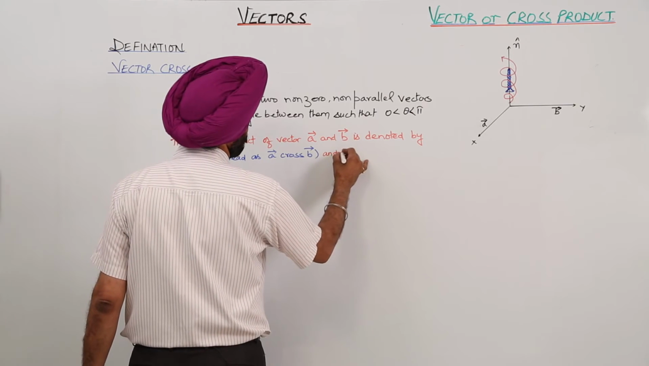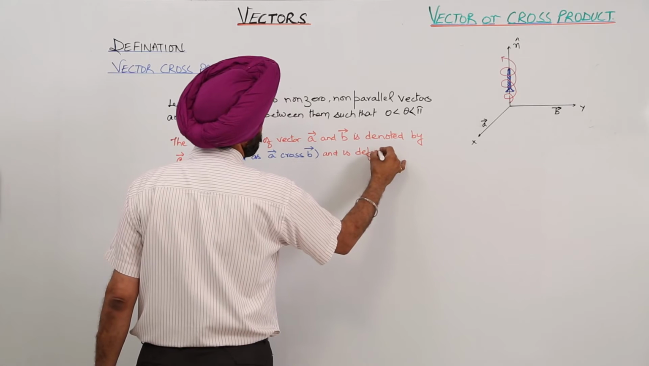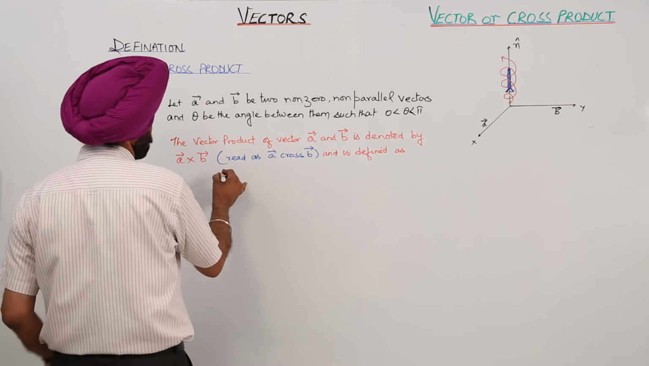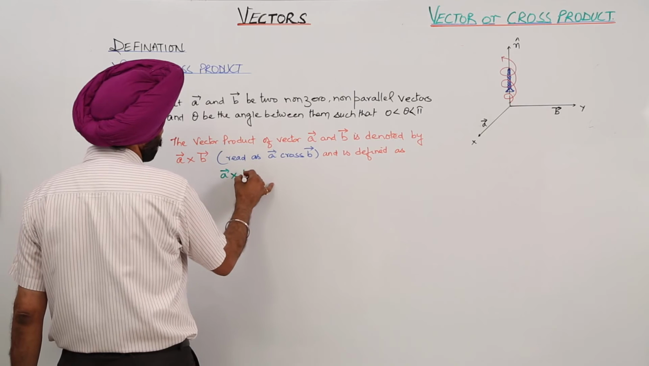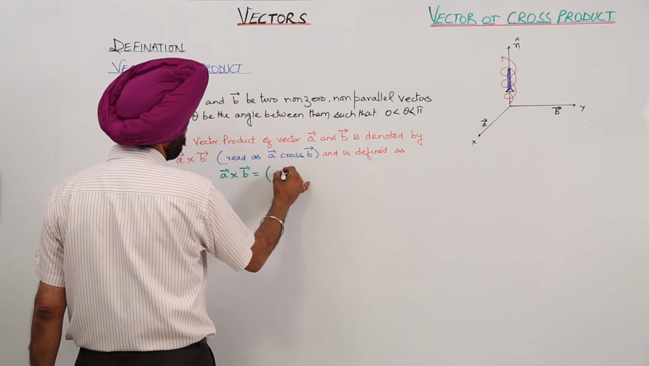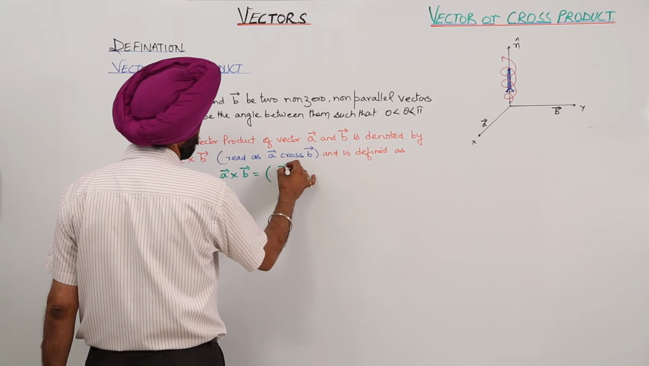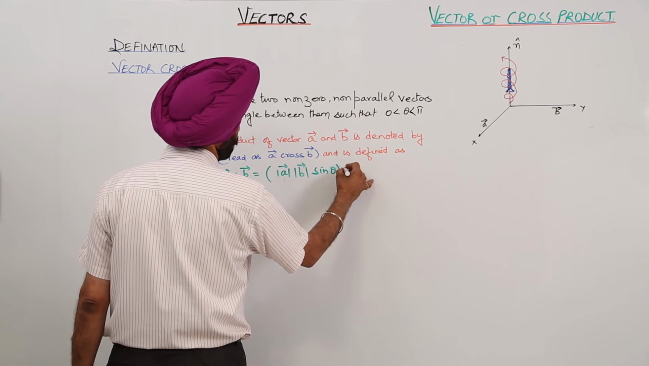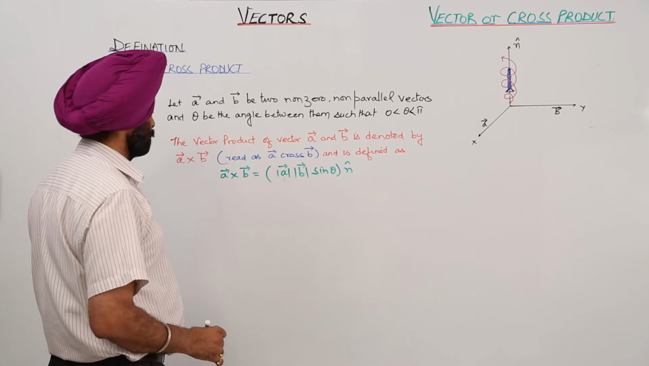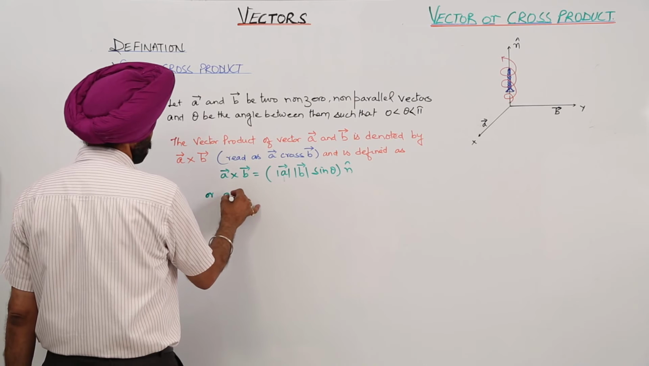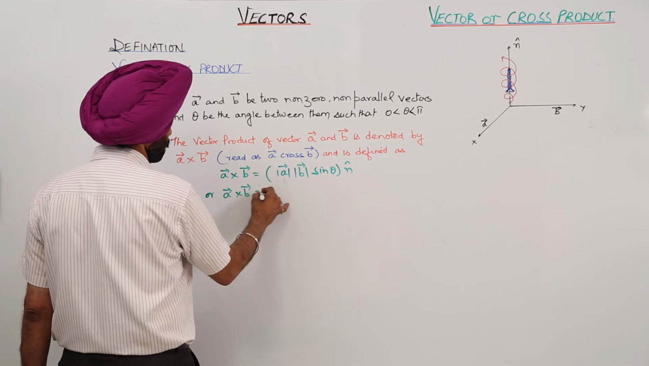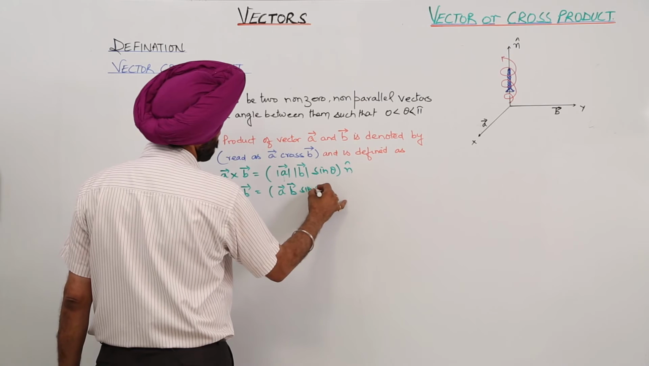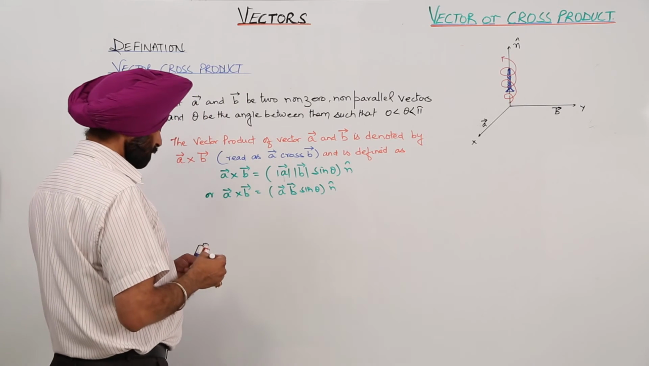and is defined as: vector A cross vector B is equal to magnitude of vector A, magnitude of vector B, sin theta with n as a unit vector.